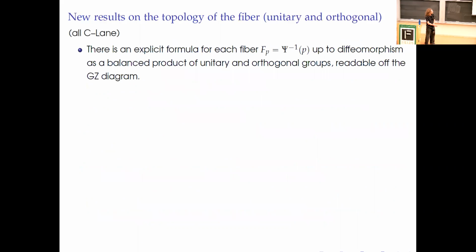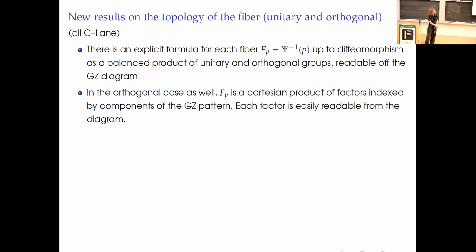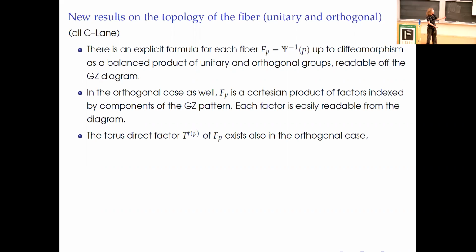All right, so the new result is we found an explicit formula for all fibers in terms of balanced products, which I'll explain, of unitary and orthogonal groups, but they can be seen as double coset spaces. They're not terribly hard, and they're readable off the diagram entirely. In the orthogonal case as well. For the unitary group case, again, they're direct products indexed by components of the pattern. Again, you can read this off the pattern entirely, and the setup makes it much more transparent than it has any right to be.